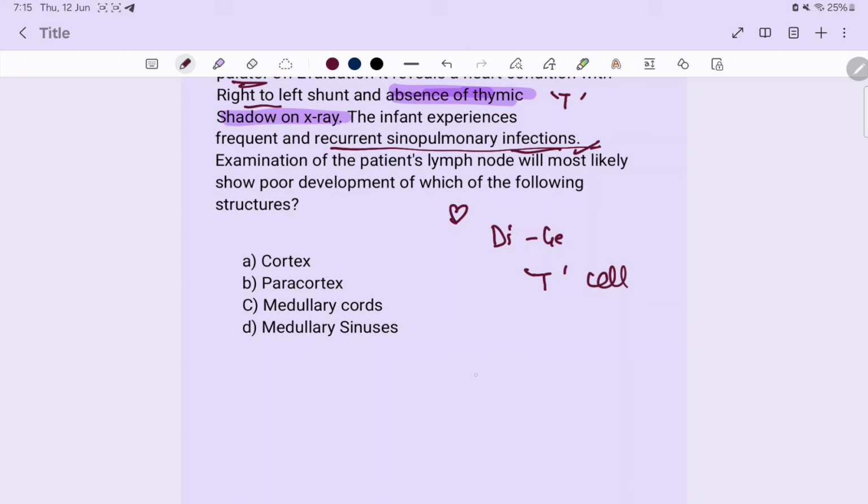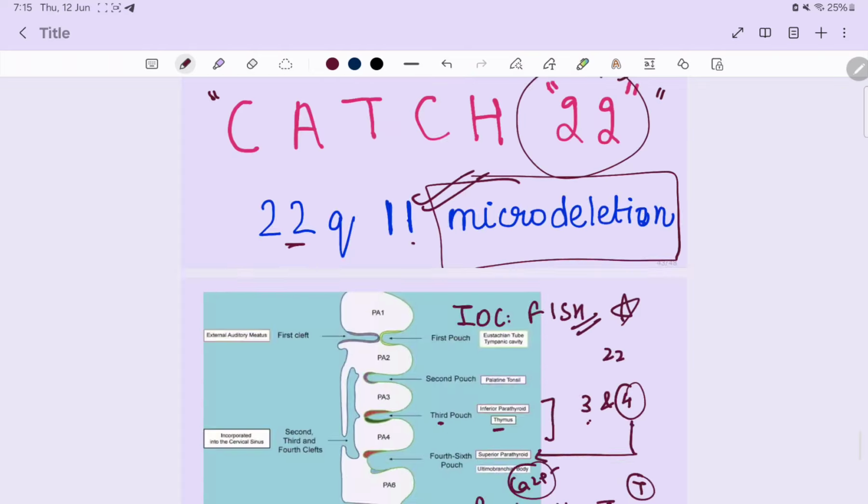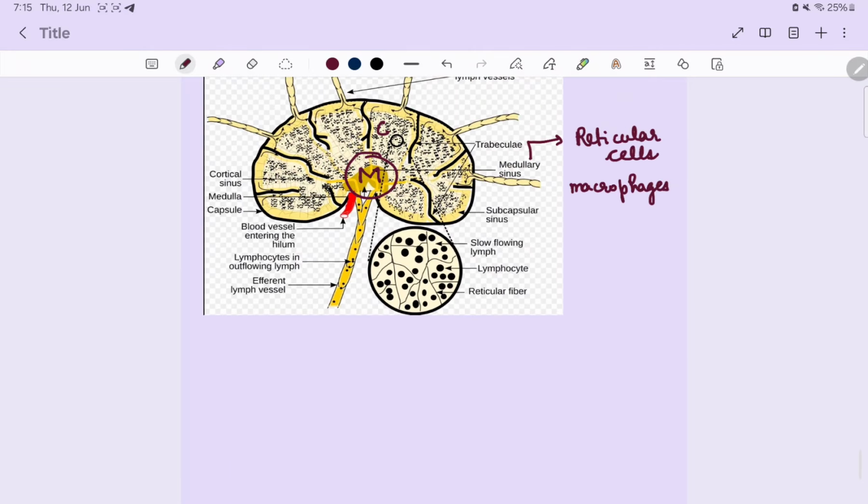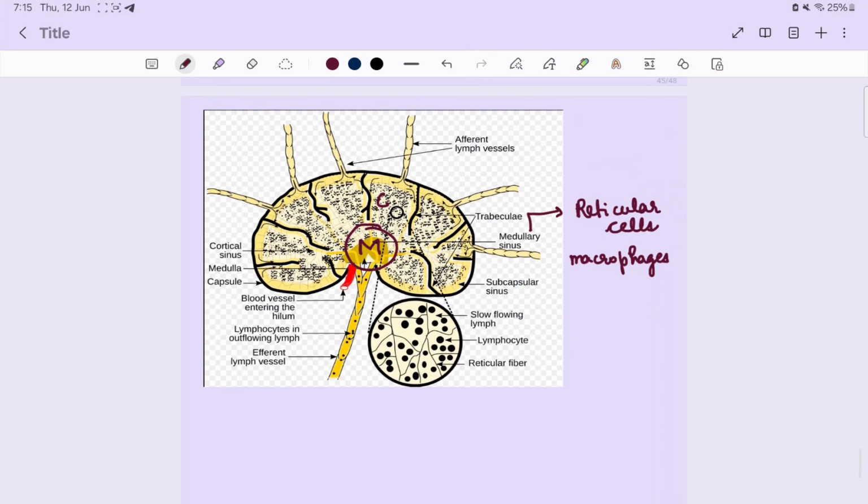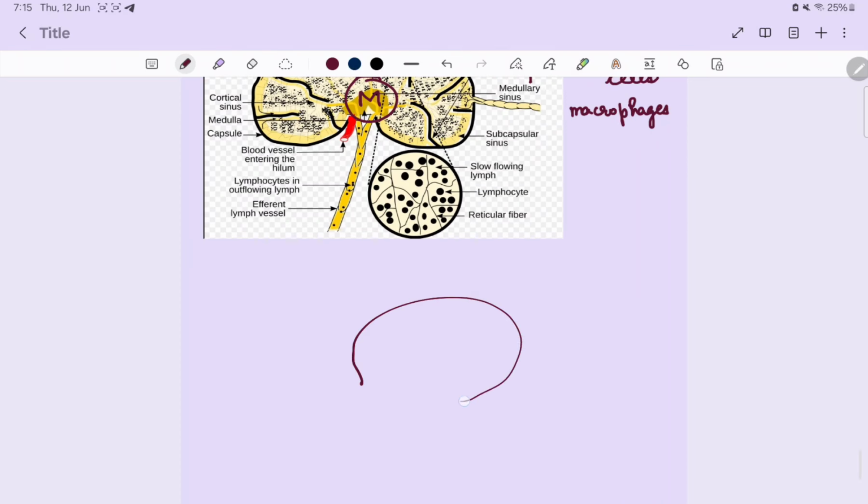The lymph node produces both B cells and T cells. Now we need to know about lymph nodes. First we have to learn that it is an encapsulated structure. It has two parts, medulla and cortex. So like this is a lymph node. It has the convex part and the concave part. The convex part contains all the afferents, the afferents will come in, and the concave part is known as the hilum. The hilum will contain the efferent.